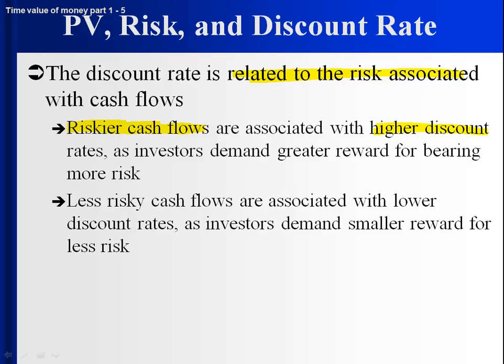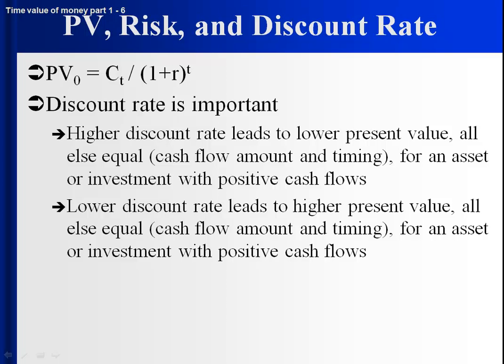Another way of thinking about it is, if I have to wait and I expect to get $100,000, if that's really, really, really risky, then I'm going to discount it by more. I'm going to penalize it by more. If something's really, really safe and I have to wait 5 years for it, I'll penalize it by less. And so again, the relationship is that all else equal, the higher the discount rate, the lower the present value.